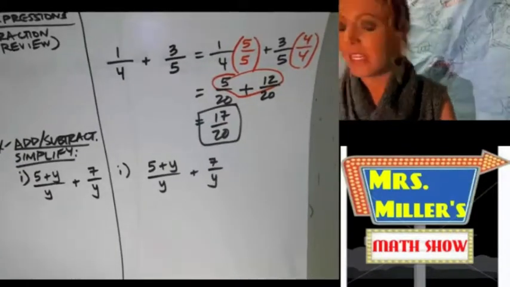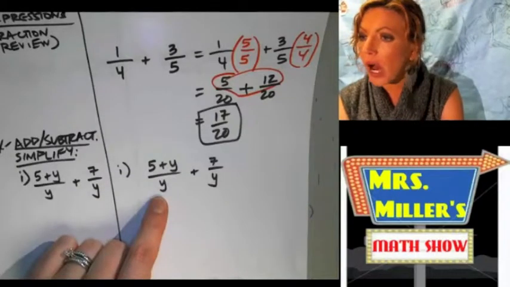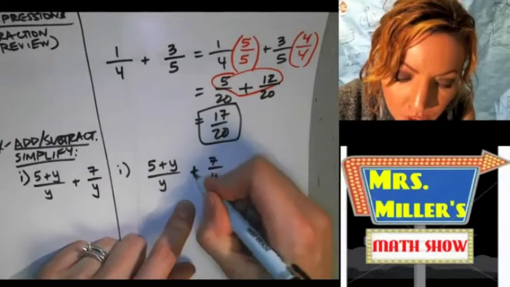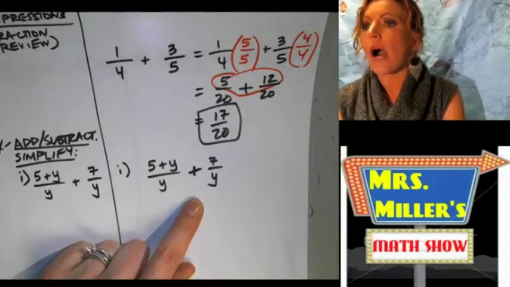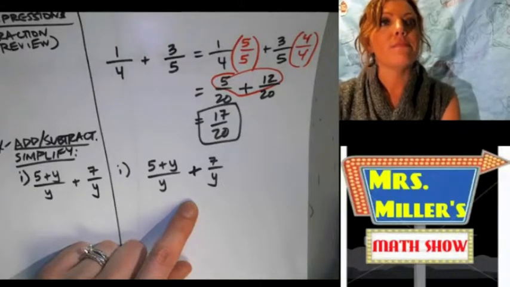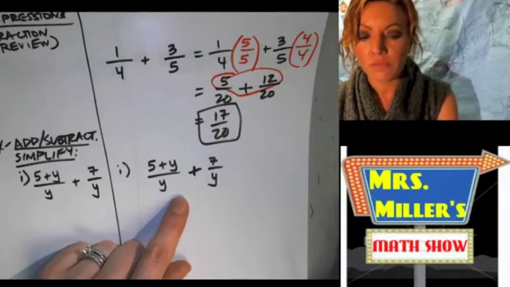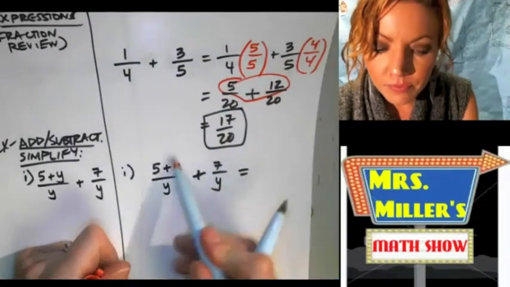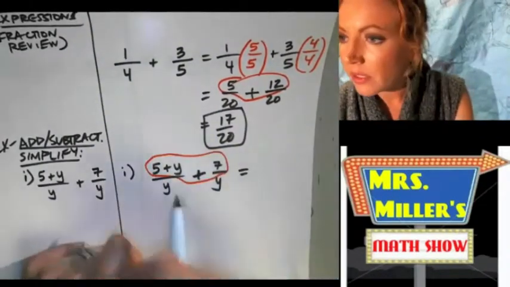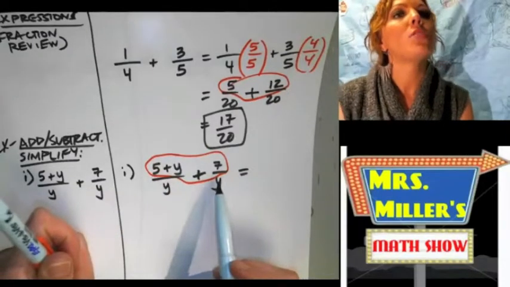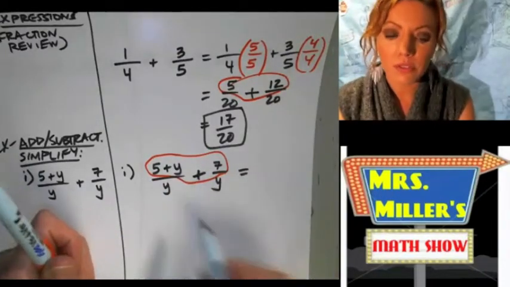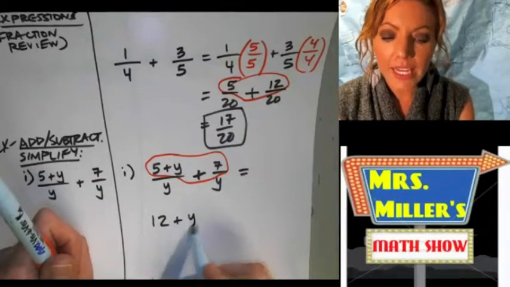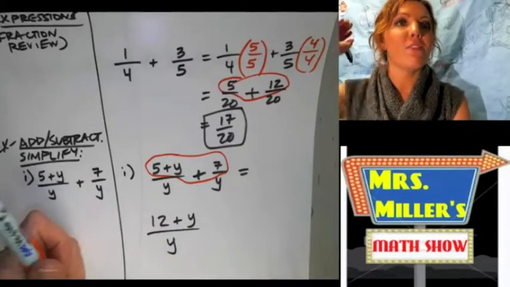5 plus y over y, plus 7 over y. Zach. 12 plus y over y. Good. How'd you get that? I just added the 7 and 5 and left the y alone. Good. So why were you able to add the 5 and 7 together to get 12? They're like each other. Excellent. Everybody give Zach a round of applause.